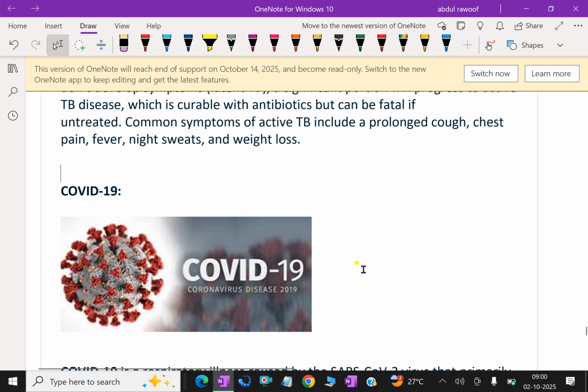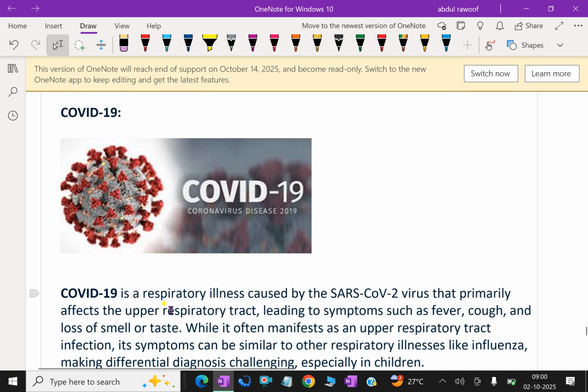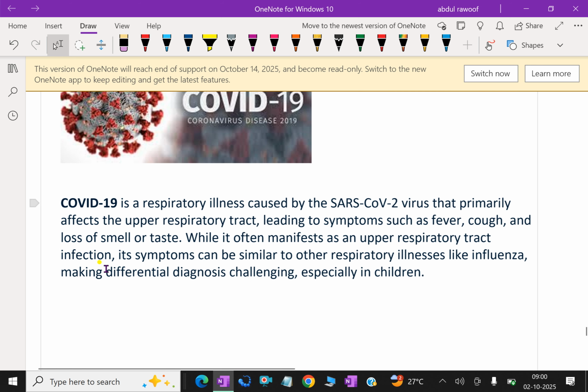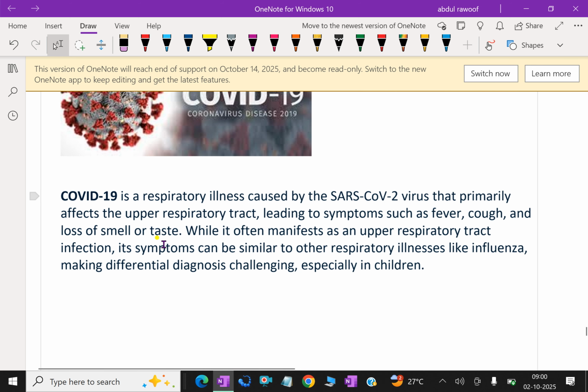COVID 19. COVID 19 is a respiratory illness caused by the SARS-CoV-2 virus that primarily affects the upper respiratory tract, leading to symptoms such as fever, cough, and loss of smell or taste. While it often manifests as an upper respiratory tract infection, its symptoms can be similar to other respiratory illnesses like influenza, making differential diagnosis challenging, especially in children.